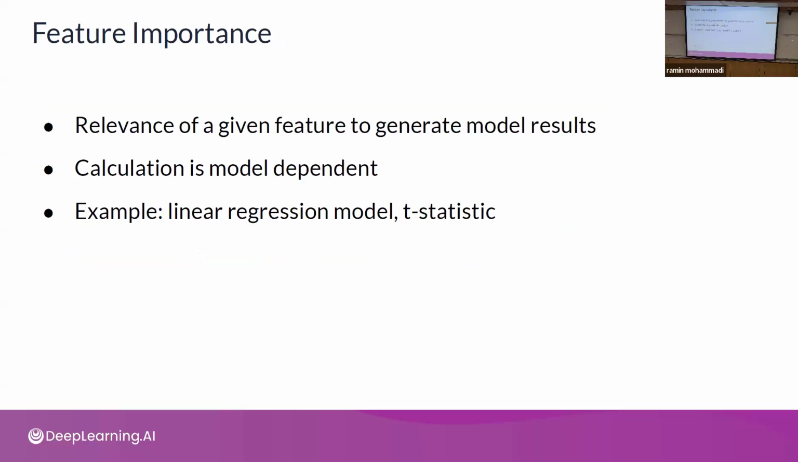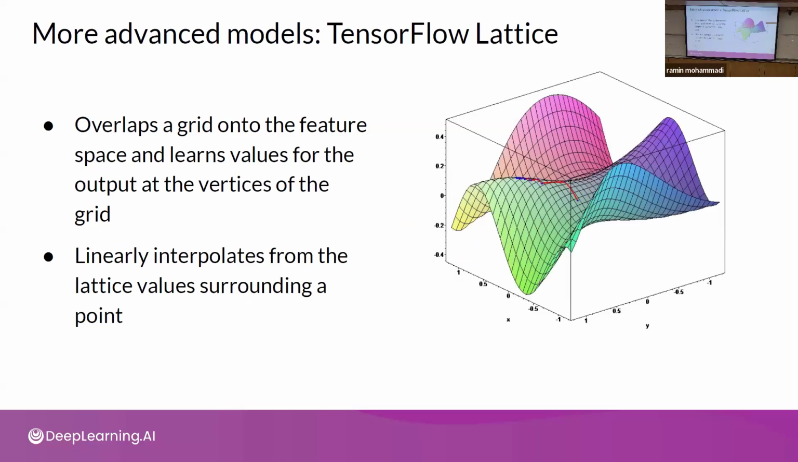I'm not going to go over this, but this is basically TensorFlow Lattice, or TF Lattice. What it does technically: this is Y, the prediction, and these are the 2 columns that you have, X1 and X2.